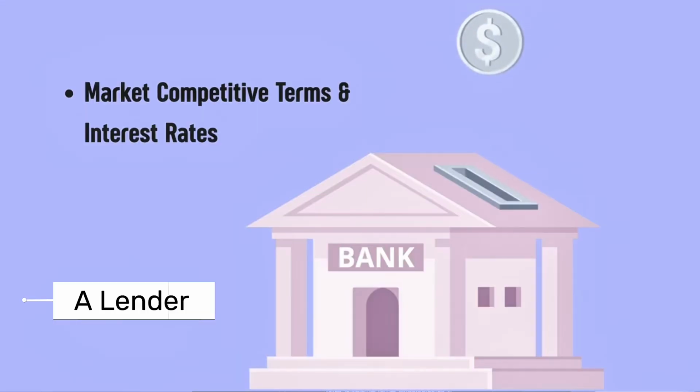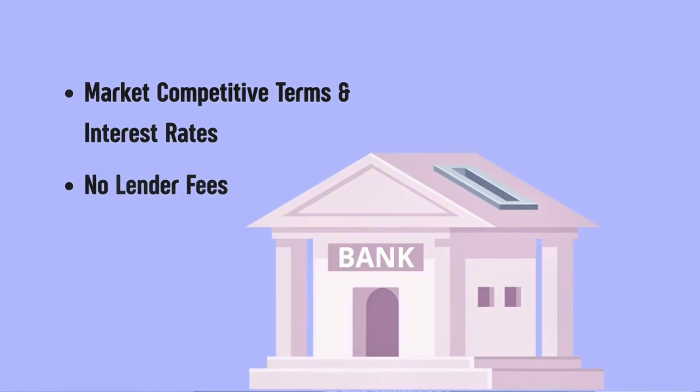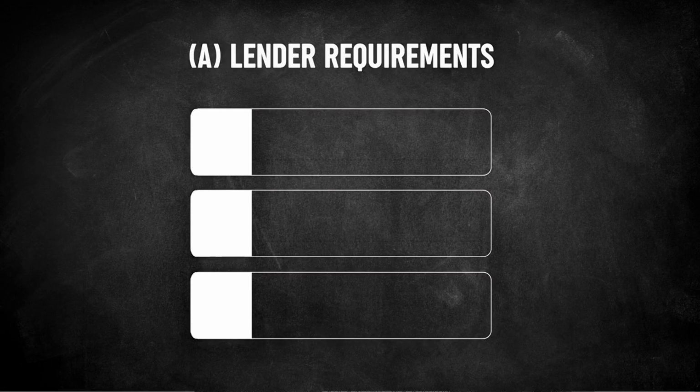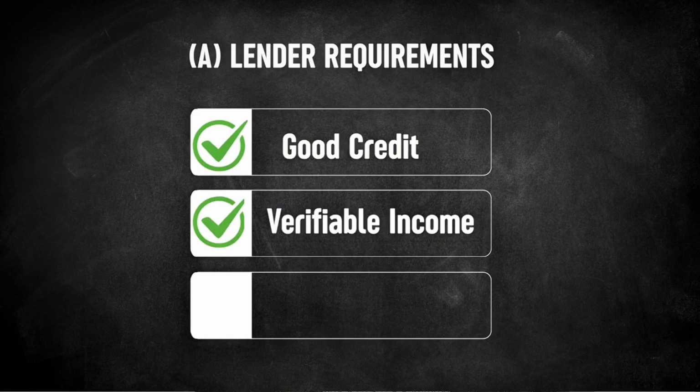A lender. An A lender typically has market competitive terms and interest rates. They do not charge a lender fee. There are many A lenders outside of banks and credit unions. These lenders typically require good credit and verifiable income.